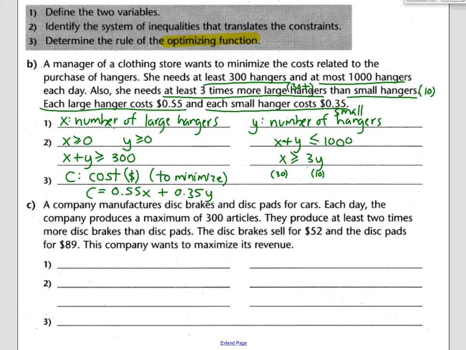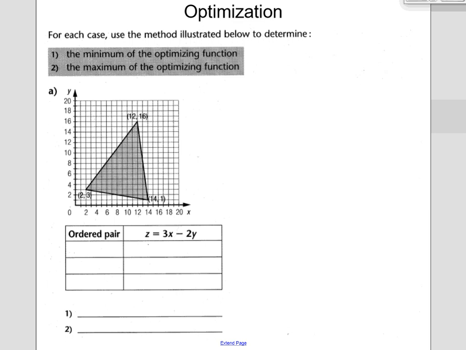And then when we're drawing our polygons and we have our points, we're going to take each point and check, when we plug it in our rule, which one gives us the minimum cost. And that's going to be our optimized solution. So here what we did is we created the polygon of constraint. Now in each case, they want you to use this optimization function. So this is the function we're going to use to optimize. And you have to list the ordered pairs in order to find the minimum or the maximum.